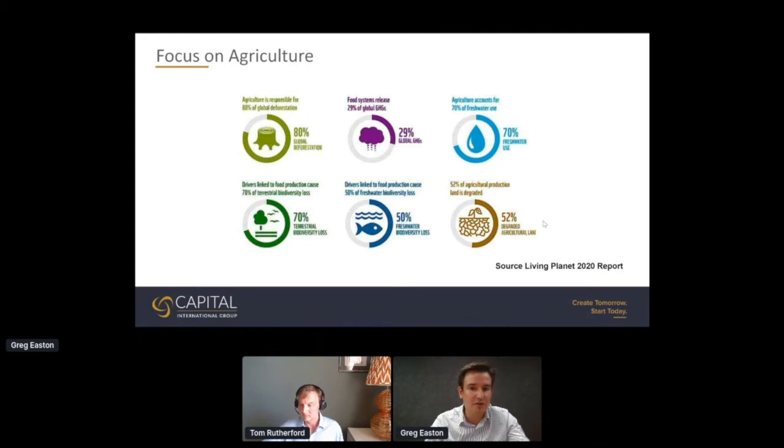The obvious one is deforestation. 80% of deforestation globally is as a consequence of agriculture. But perhaps one that gets overlooked is that 52% of agricultural production land is already degraded. And I think that often the emphasis within ESG generally tends to be around clean energy, clean technologies, energy efficiency, EVs, that whole space. I think there is a whole world of change, technological advancement that we're starting to see happen within agriculture as a sector.